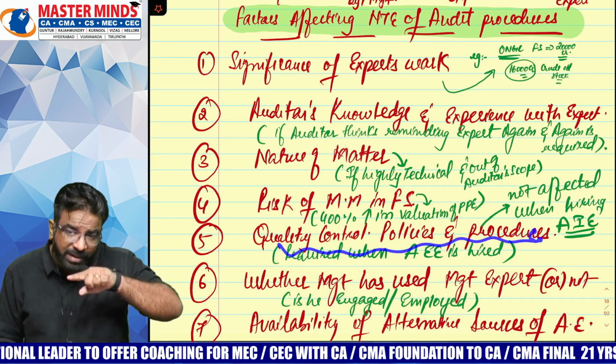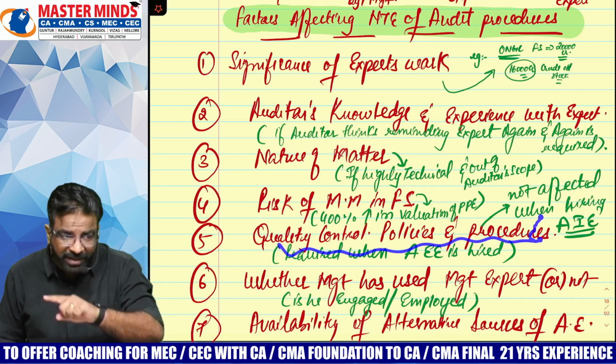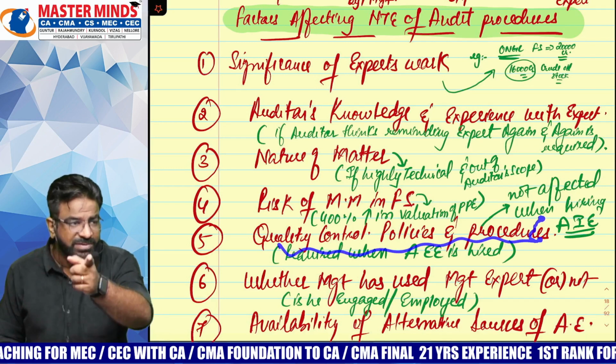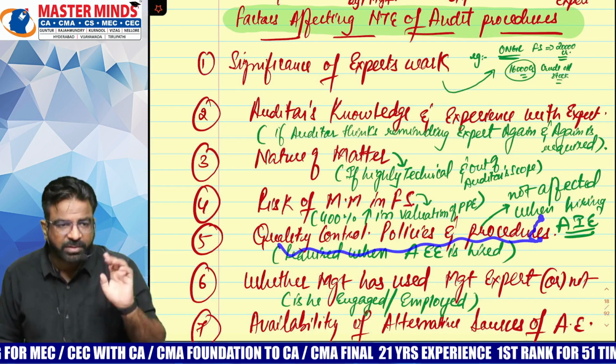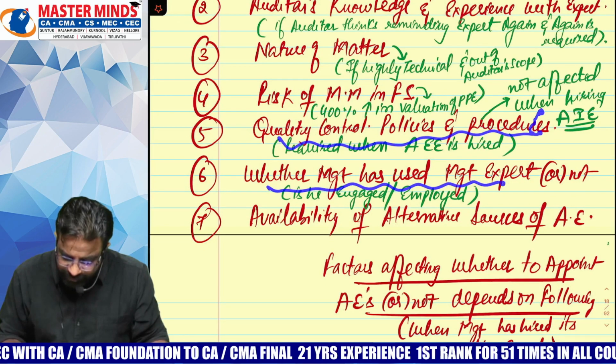Expert should work under your QCPP. You should not allow the expert to use his what? QCPP, because he is not the one who is signing the audit report. You are the one who is signing the audit report. Next point is what? Whether the management has used the management expert or not.